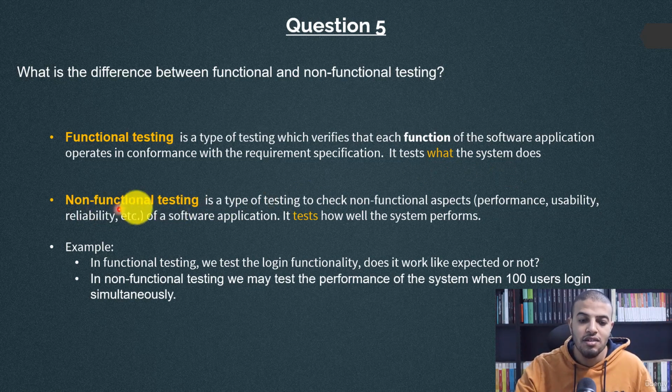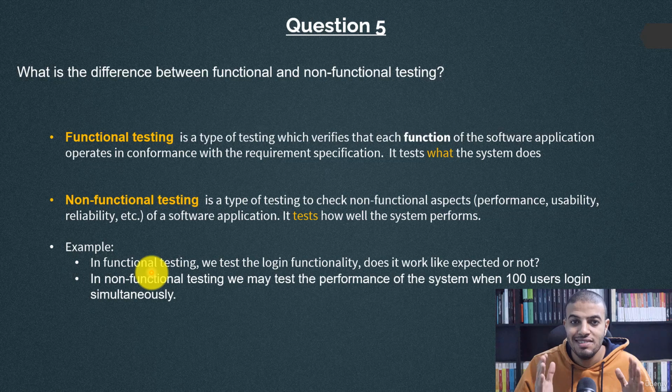Does the system perform the intended functions in a correct way or not? On the other hand, non-functional testing is a type of testing to check non-functional aspects. So we have non-functional requirements in our requirements document like performance, usability, reliability, and security. Non-functional testing tries to test those aspects, and it tests how well the system performs. So for example, in functional testing, we might test the login functionality. Does it work like expected or not?